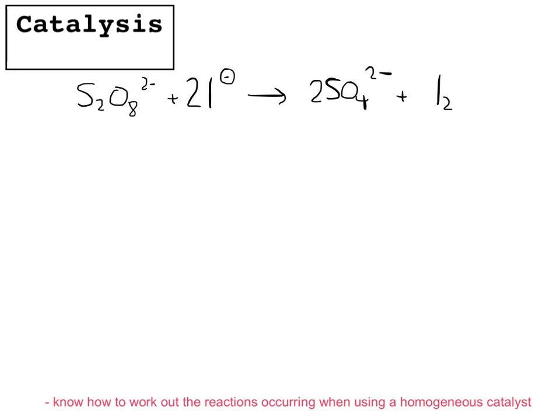And the reason it needs a catalyst is because you've got two negative ions reacting together, which obviously will repel each other, and therefore the activation energy is very high. And the iron 2+ will catalyse the reaction because it is positively charged and therefore will attract the negative ions.